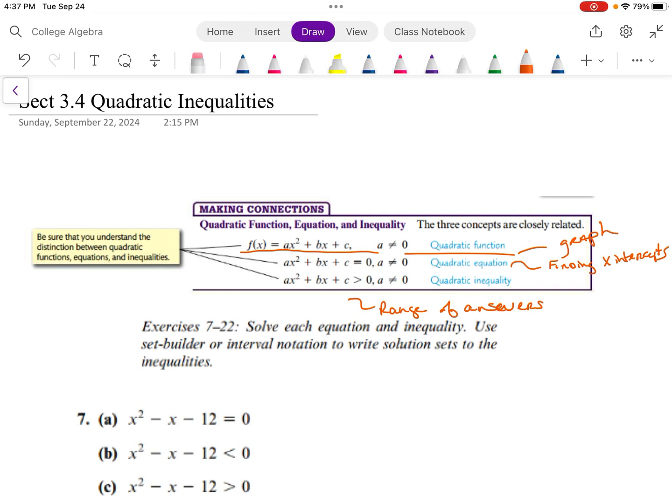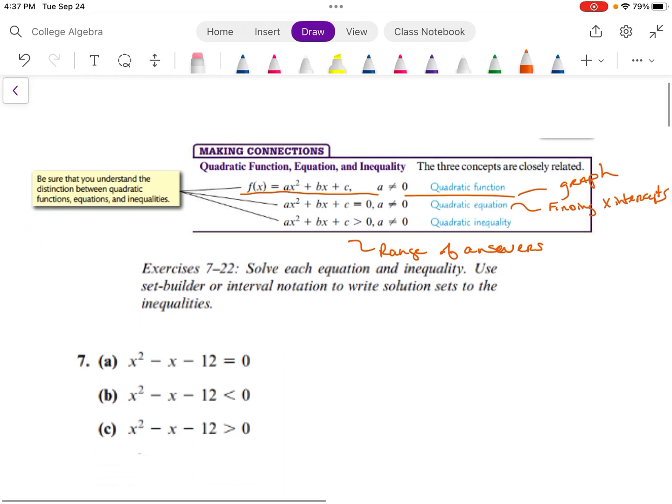So here are these problems. They ask us to solve each equation and inequality. Use set builder notation or interval notation. I'll show you both again to write the solution sets to the inequality. So the first one is a quadratic equation because we have an equal sign. It's set equal to 0. So on this one, I want to think about factoring.